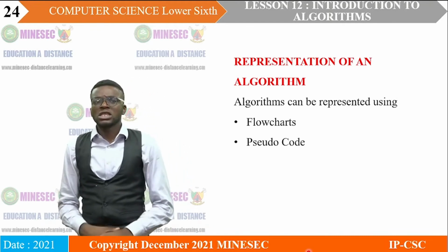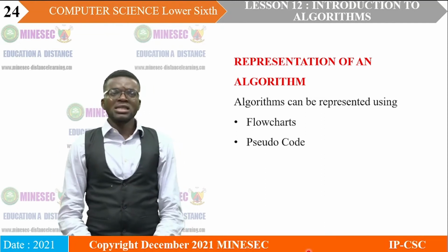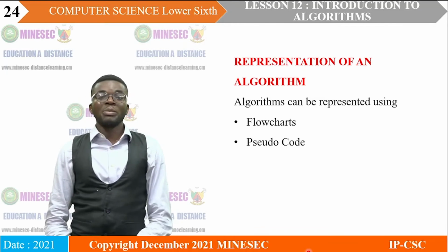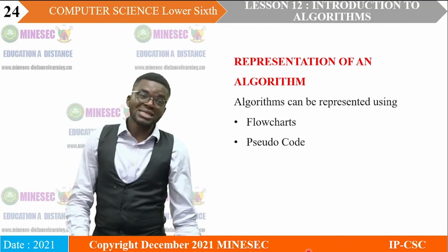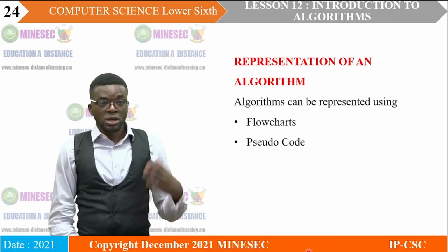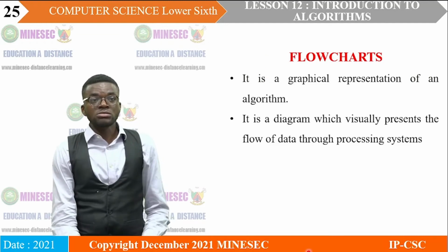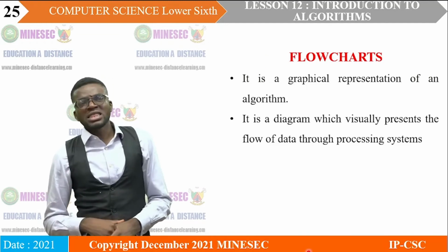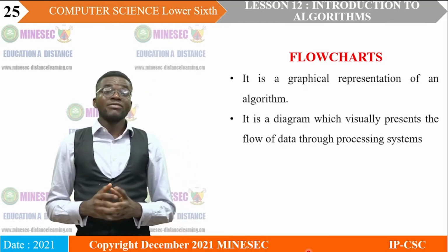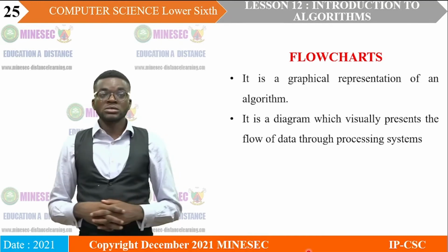How are algorithms represented? An algorithm can be represented using two main methods: a flowchart or a pseudocode. Flowchart. A flowchart is a graphical representation of an algorithm.